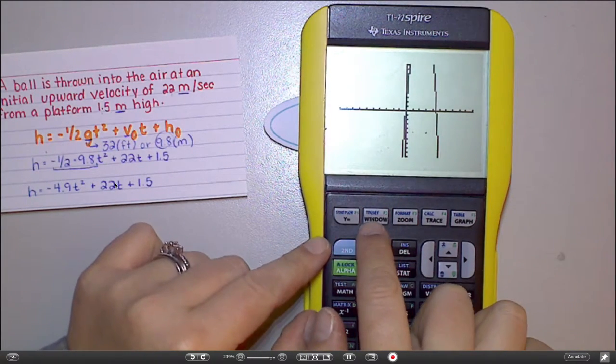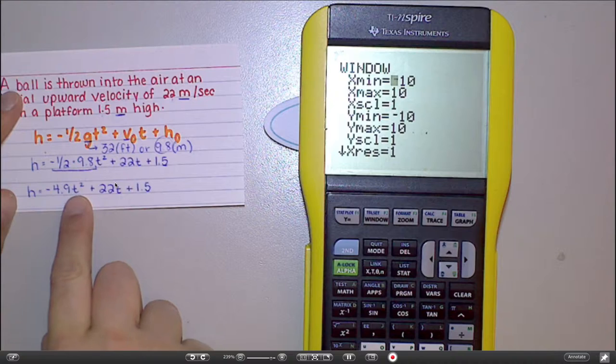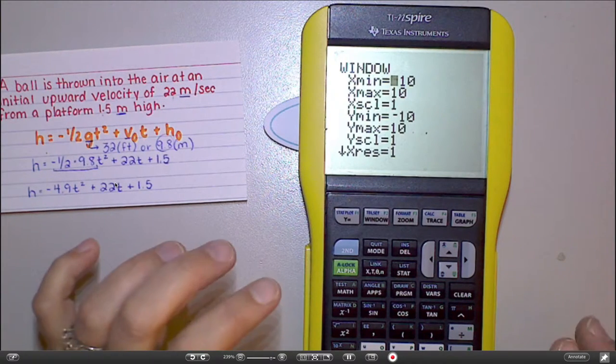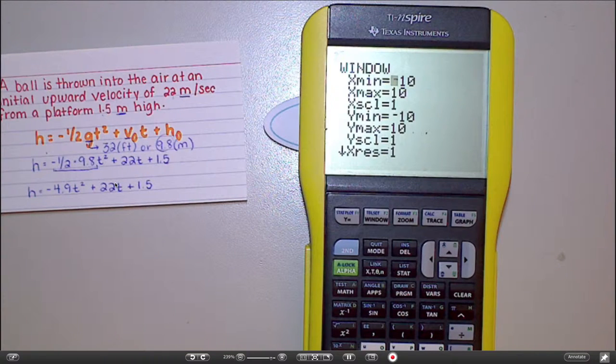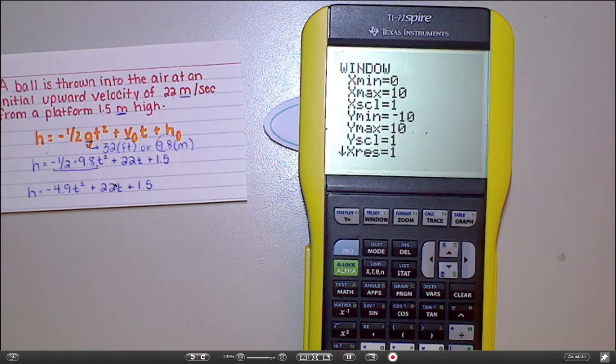I'm going to go to this button that says Window. Now, your x's in this problem are really like your t, and t represents height. I'm sorry, t represents time. Said that backwards. T represents time. So I want to think about what the smallest amount of time I'm going to need to see is. Well, I know I'm not going to go back in time, okay, so I don't need negative time. So I'm going to start my time at 0.